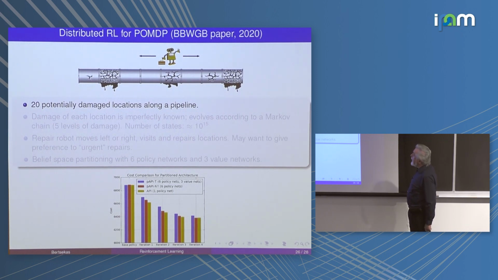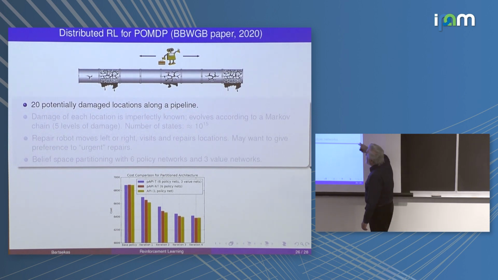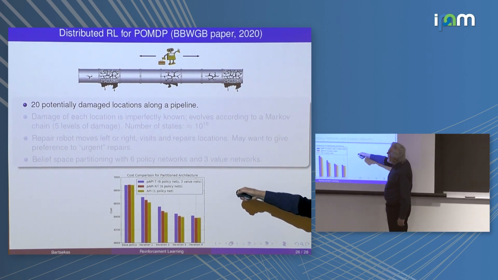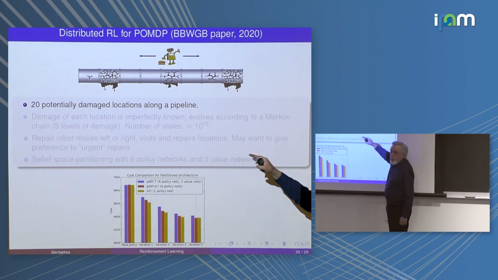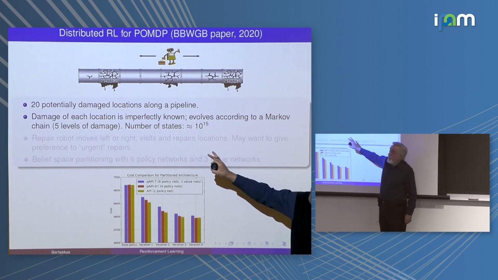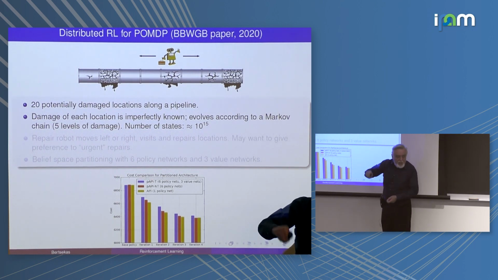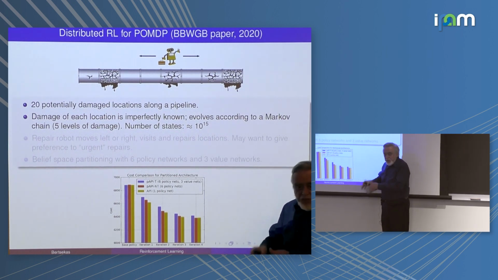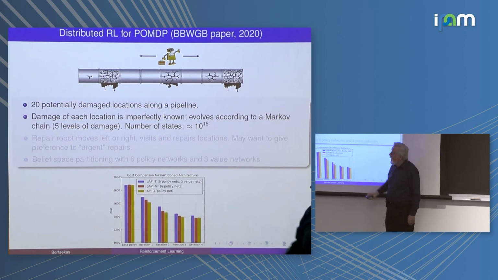Okay, so this is my last technical slide. This is from the paper that I wrote with Stephanie Gill and her students from a few weeks ago. It relates to reinforcement learning for POMDP, and implements the distributed ideas that I have discussed. This is a pipeline repair problem where you have 20 locations along a pipeline which are potentially damaged. They can have different levels of damage, but the level of damage is imperfectly known. It is known only if a repairman goes in there and does an inspection and determines to what extent it's damaged, and decides whether to fix the damage or go on, right or left, to some other location.